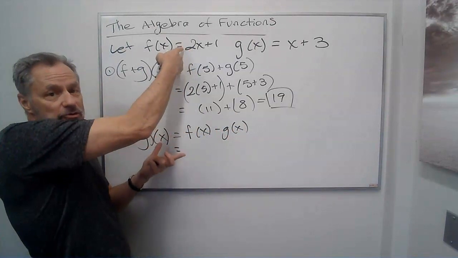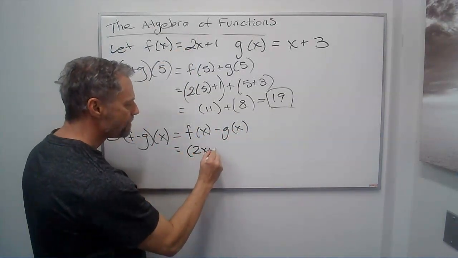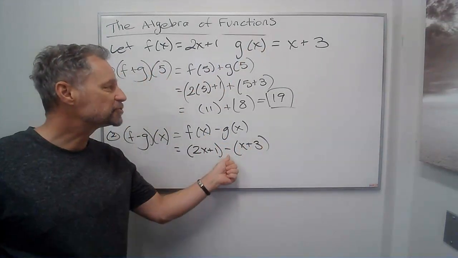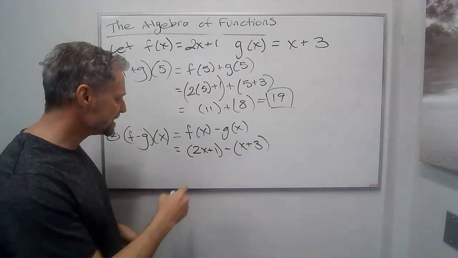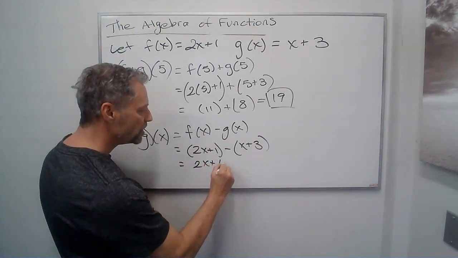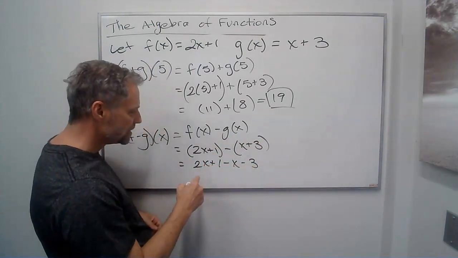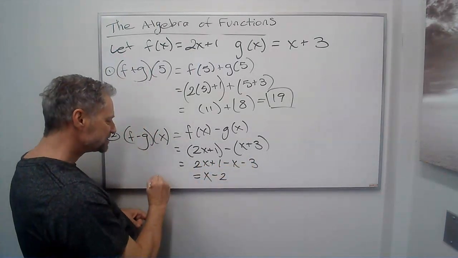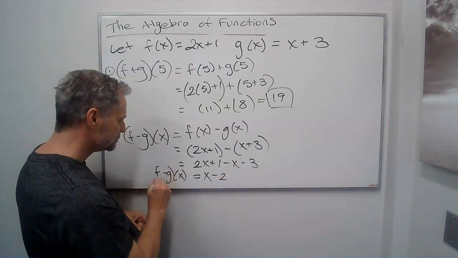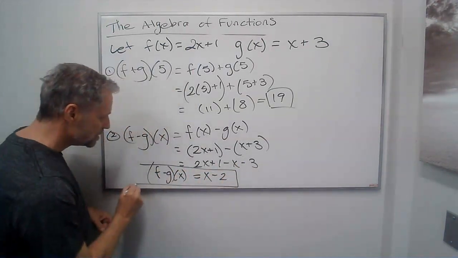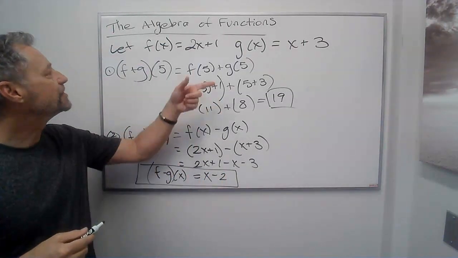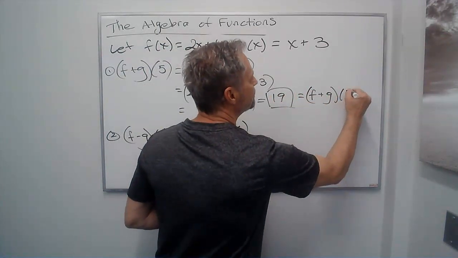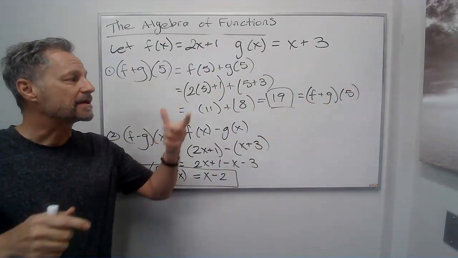Now we just do that. Oh, f of x is this whole function, 2x plus 1. Minus g of x is x plus 3. And notice we're subtracting that whole function. We have to distribute the negative in. So I get 2x plus 1 minus x minus 3. 2x minus x is x. 1 minus 3 is negative 2. That's my function f minus g of x. It's a new function. And it comes out as a formula. Okay, this up here was, if we write it, f plus g of 5. It was 19. Okay, so we saw those two examples.